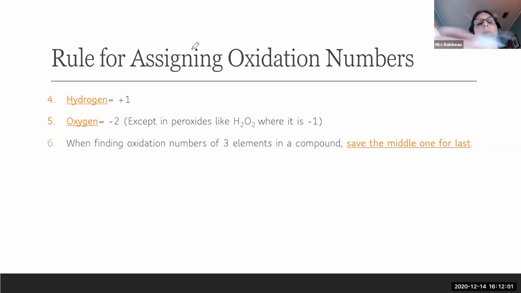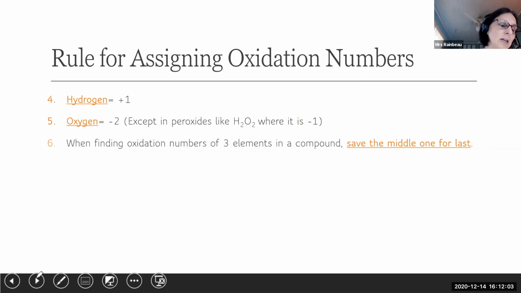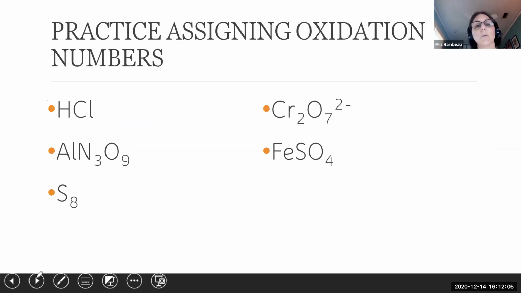So now let's do a couple of practice problems with this, just to show how this works, okay? Here's where I keep screwing up and having to repeat myself over and over again. The first one is hydrochloric acid. So let's pray to all the gods out there that I get it right this time.